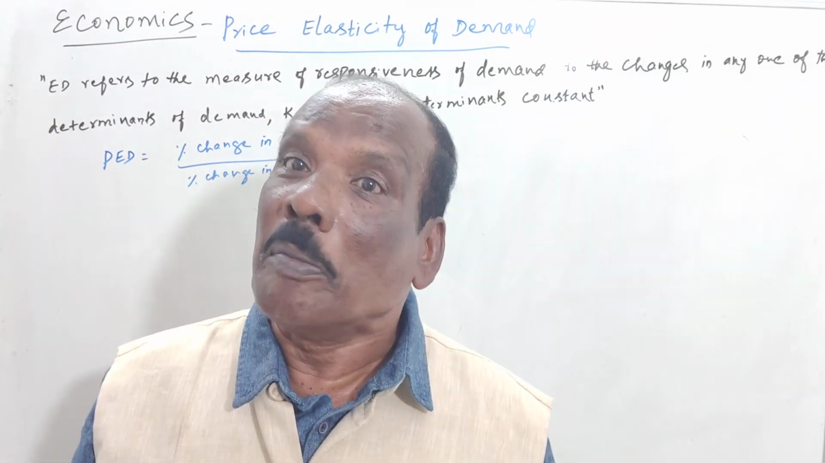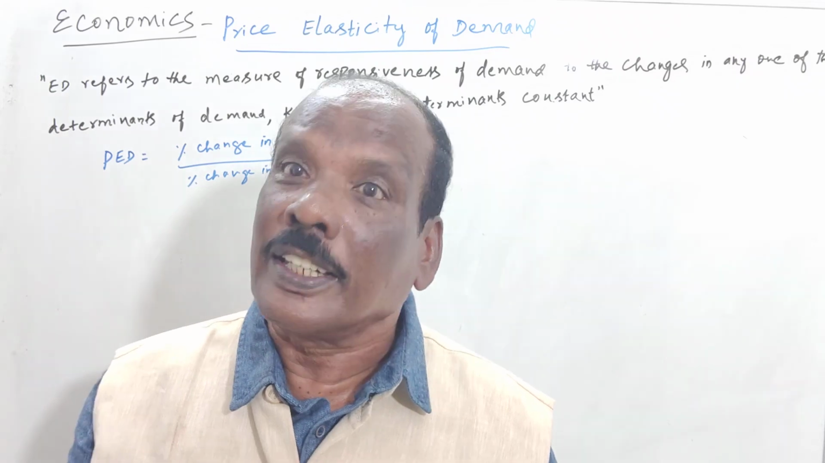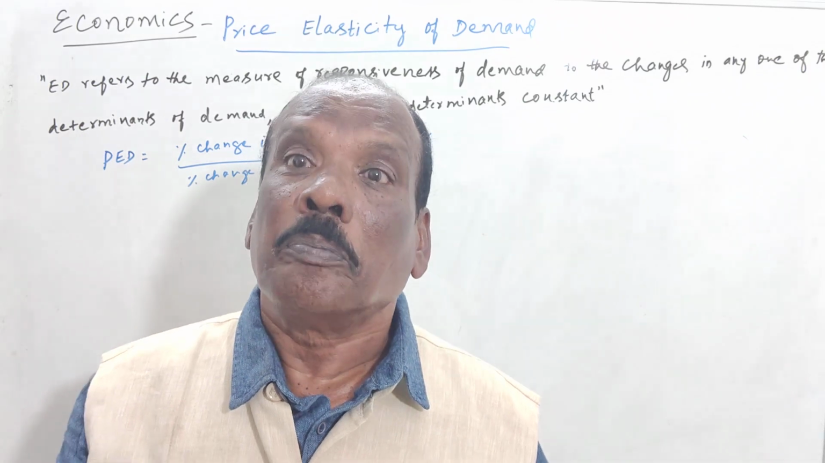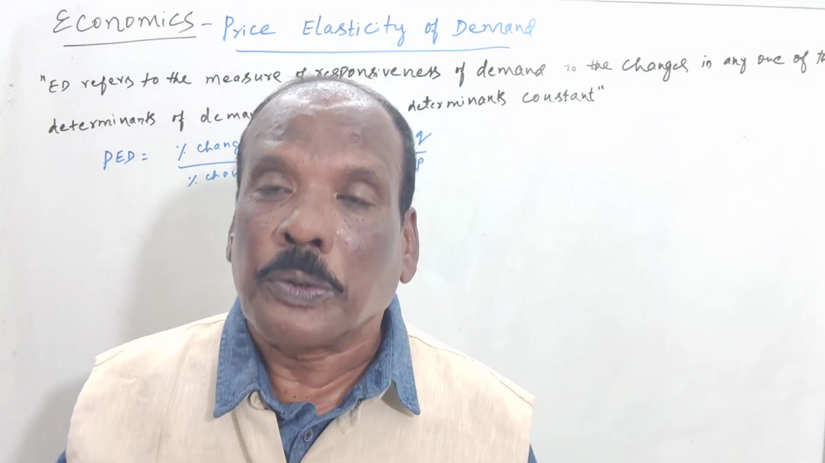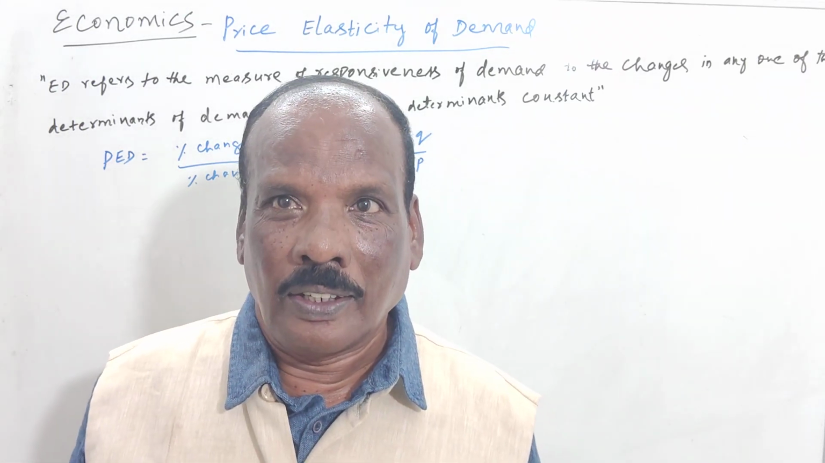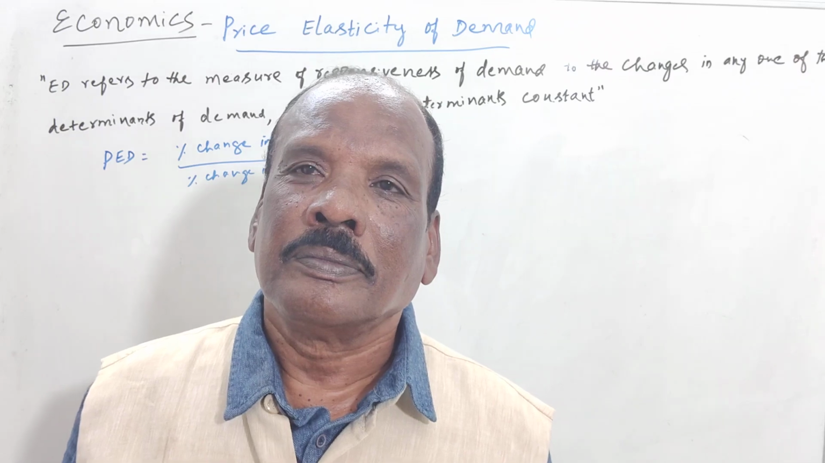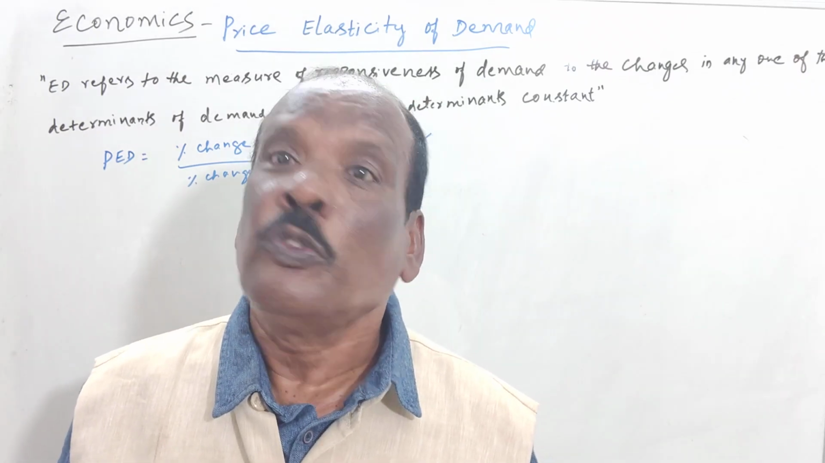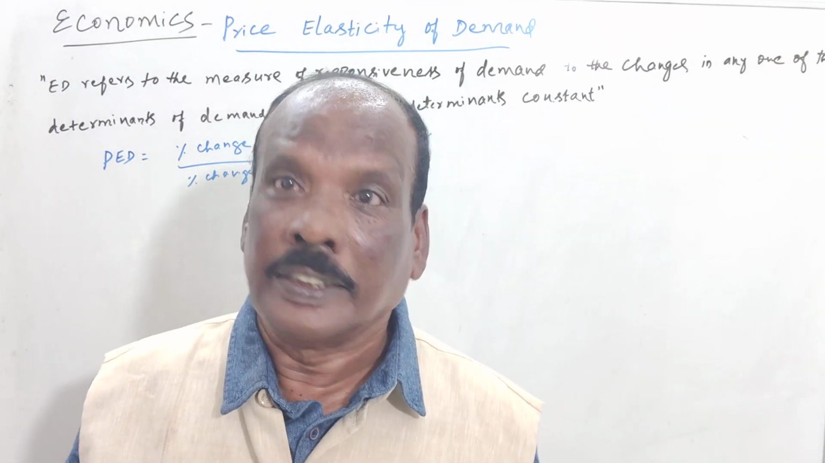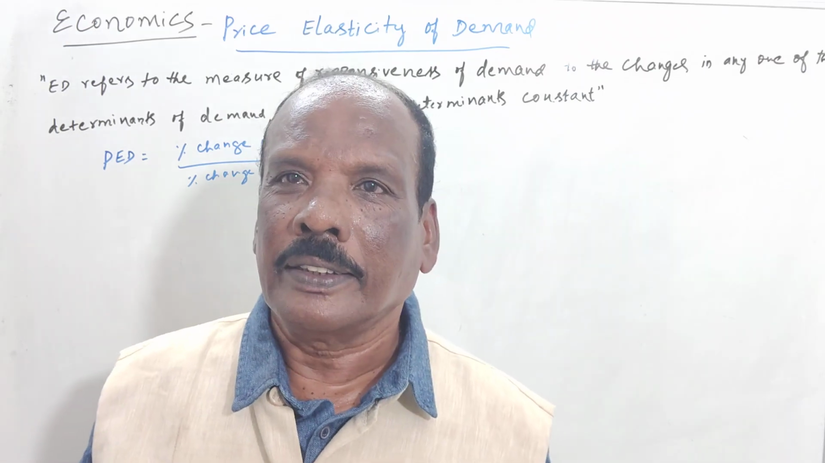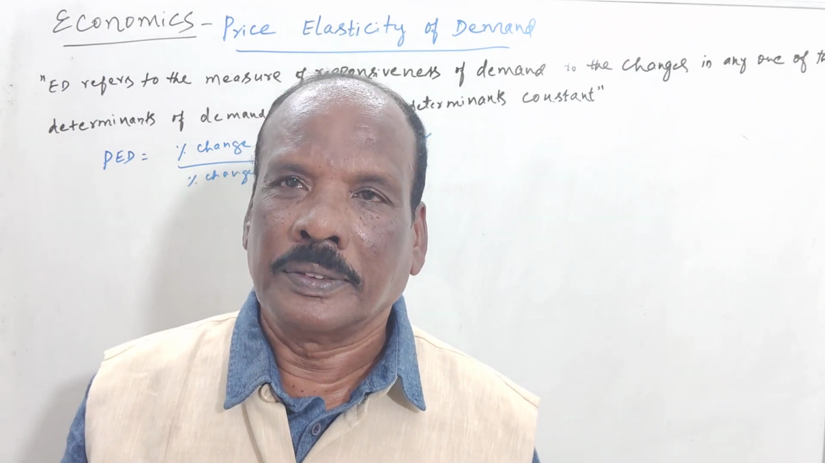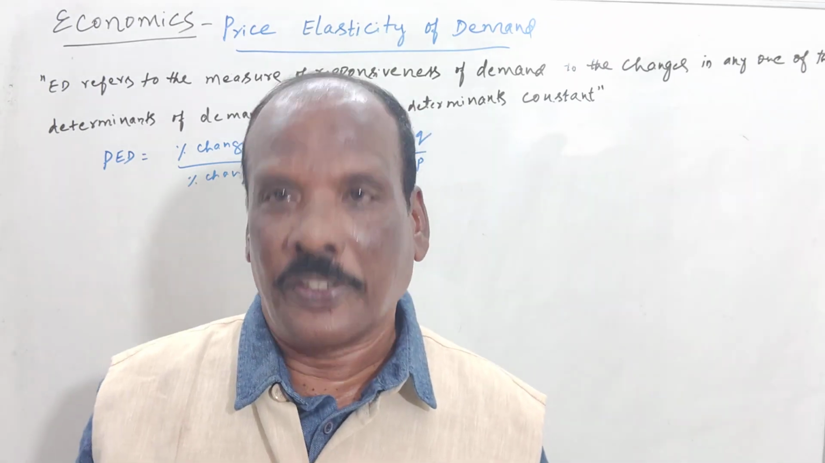We know that demand depends on various factors and these factors are called determinants of demand, and the determinants are price of a commodity, price of related goods, income of the consumer, taste, preference, advertisement, and all that. Mainly, we have got three important determinants. One is the price of a commodity, the price of related goods, substitutes, and income of the consumer.